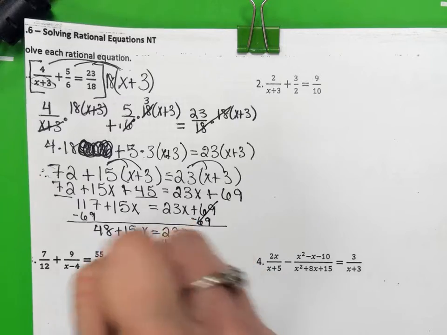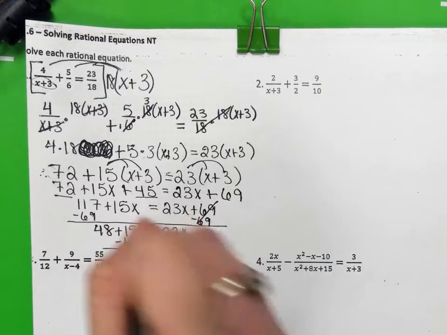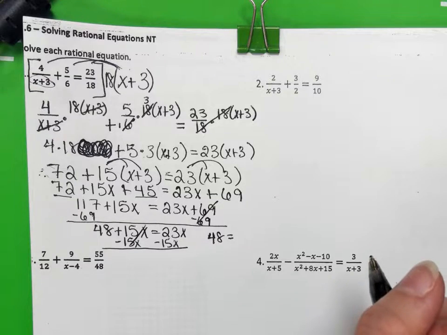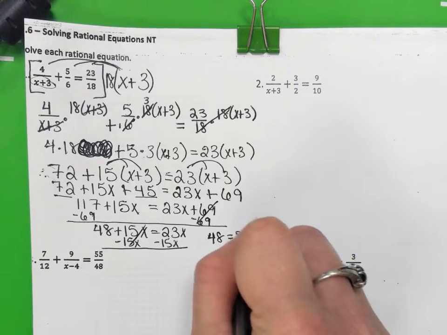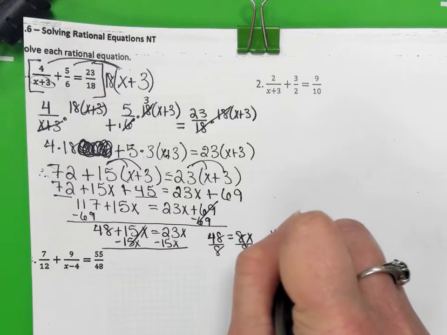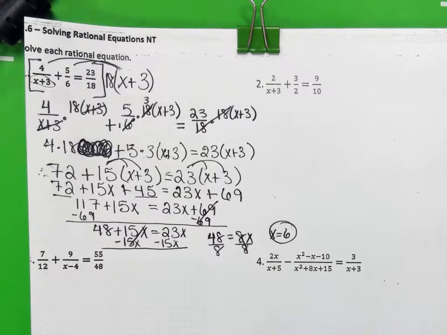So I got 48 equals 8x divided by 8, and x equals 6. 72 plus 45. That's why I underlined both of them. I added those two together. I was looking at those.